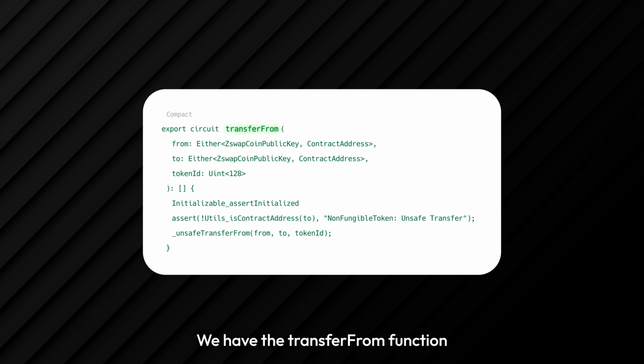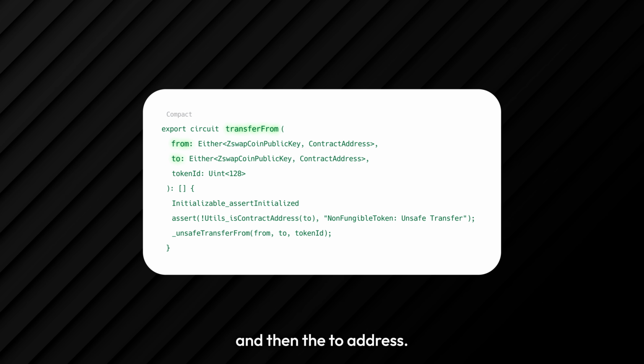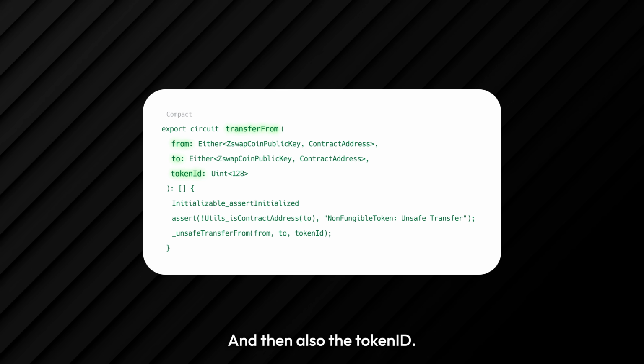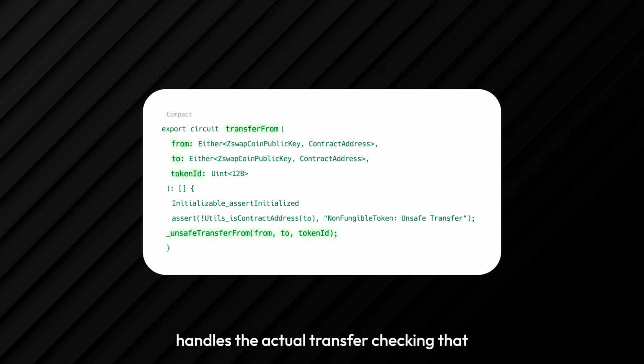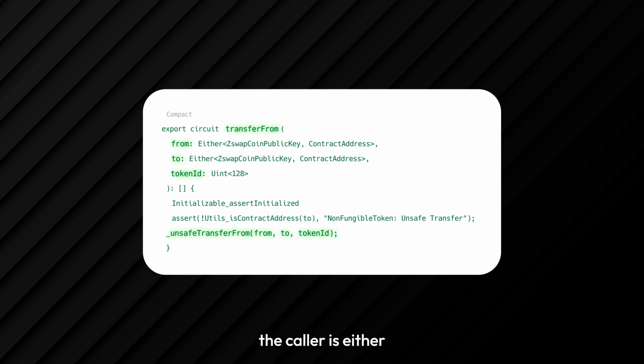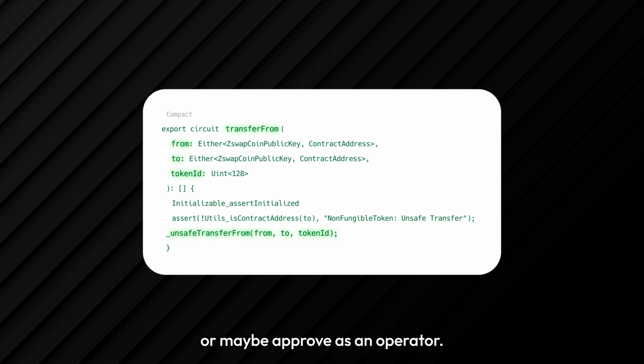We have the transferFrom function that takes in the from account, the to address, and also the token ID. The internal update function handles the actual transfer, checking that the caller is either the owner, approved for the specific token, or approved as an operator.